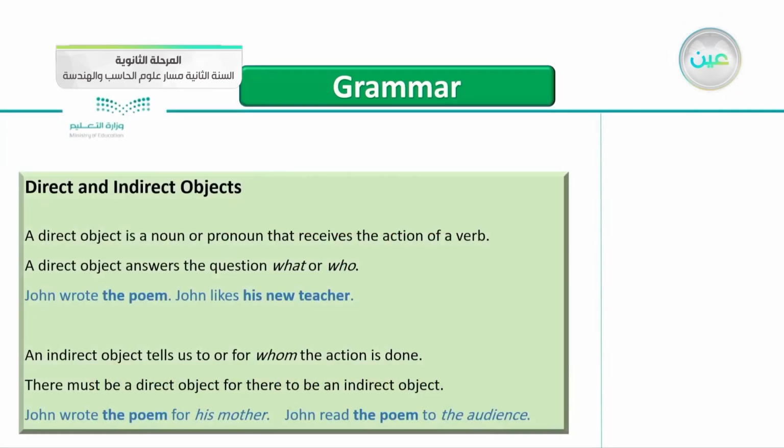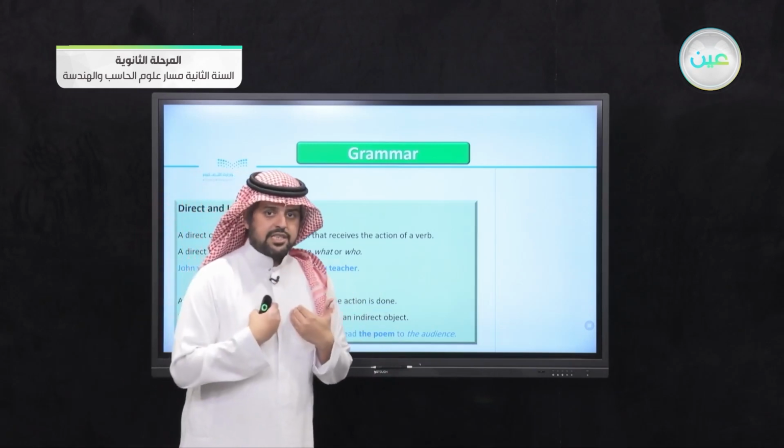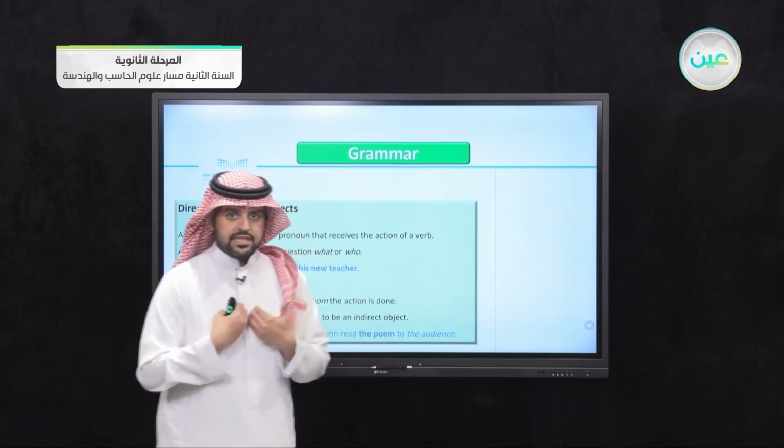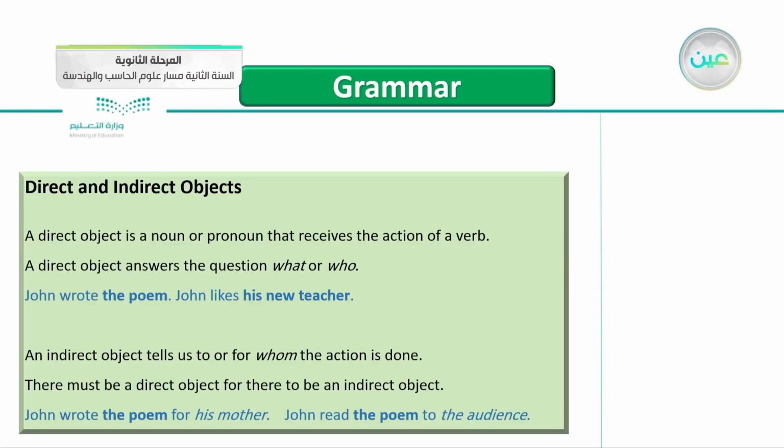Here, direct and indirect objects. A direct object is a noun or a pronoun that receives the action of a verb. Let's call it the receiver, for example. A direct object answers the question what or who. For example, here we say John wrote the poem. John likes his new teacher. So this is the answer to what or who.